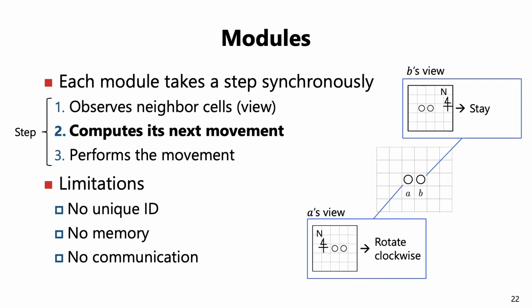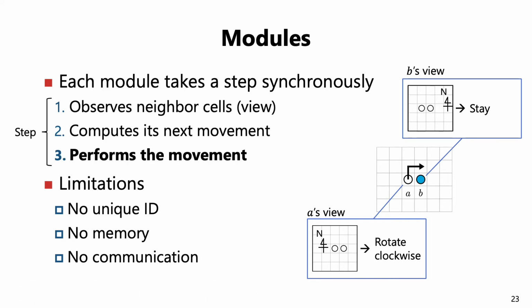After the observation, a module computes its next movement. And here let's assume that an MRS wants to go to the east. So module B decides to stay in the current cell, and module A decides to rotate clockwise around module B. Finally, modules perform their movements.